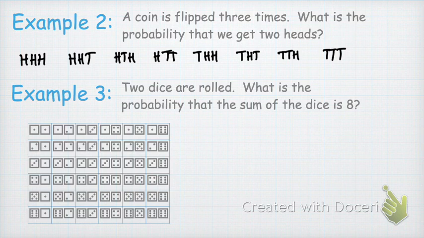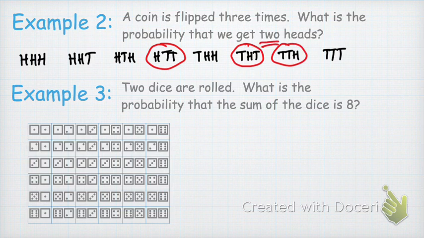Now we can go through here and look specifically at the event of getting 2 heads. To get 2 heads, here's one way we could make that happen. Here's a second way. Here's a third way. So there are, in total, 3 ways of getting what we're interested in. And there are 8 total ways of having 3 coins be flipped. And so the probability here would be 3 over 8.